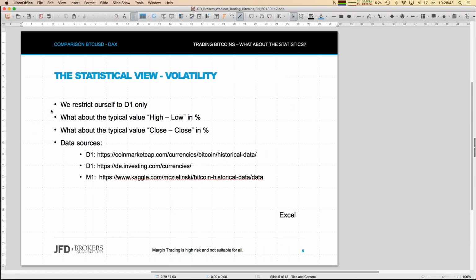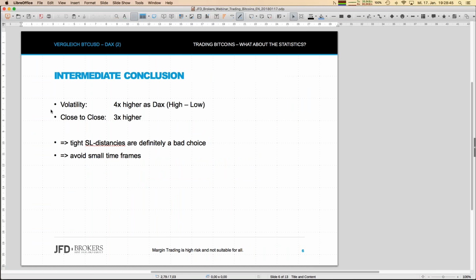Then we can go already for an intermediate conclusion here, a comparison between DAX and Bitcoins. So the volatility of Bitcoins is 4 times higher than the DAX, and the close to close difference is about a factor of 3. What does it mean? If you trade Bitcoins, you need other rules for stop loss setting. Why? Because of the volatility.